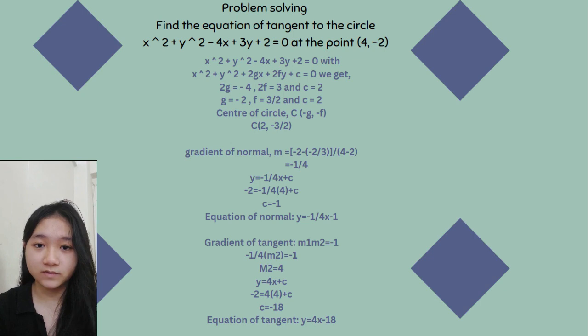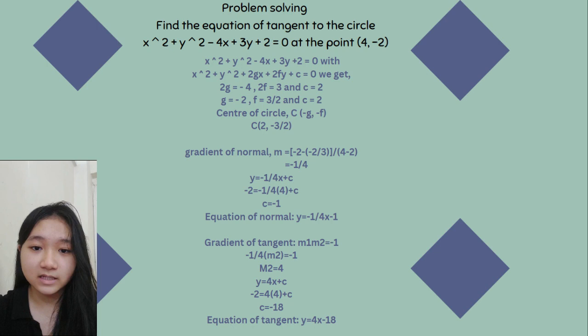Find the equation of the tangent to the circle x squared plus y squared minus 4x plus 3y plus 2 equals to 0 at the point (4, negative 2). We know that the equation of the circle in the general form is x squared plus y squared plus 2gx plus 2fy plus c equals to 0. Then we will get 2g equals to negative 4, g equals to negative 2. 2f equals to 3, f equals to 3 over 2, and c equals to 2.